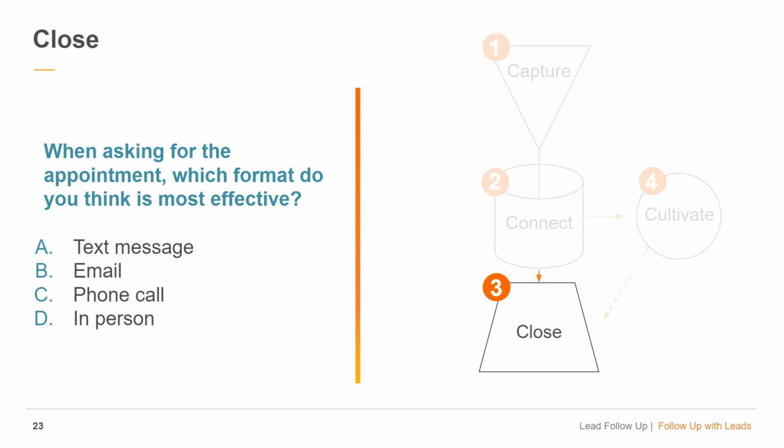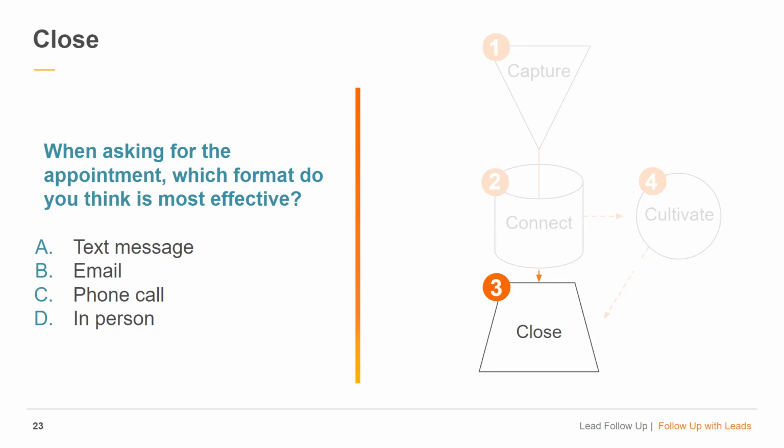And how can you ask for that appointment? What are some ways? Well, you can ask in a text message. You can ask in an email, you can ask in a phone call, or you can ask in person. Let me ask you, which formats out of these do you think are the strongest? Which are the most effective? And what do you think are the weaker options? And so let's think about that.